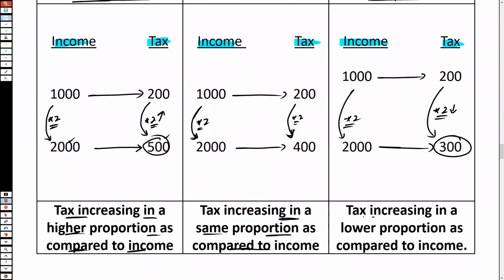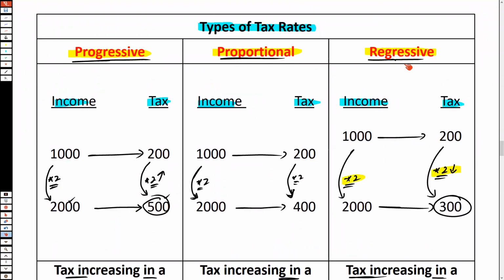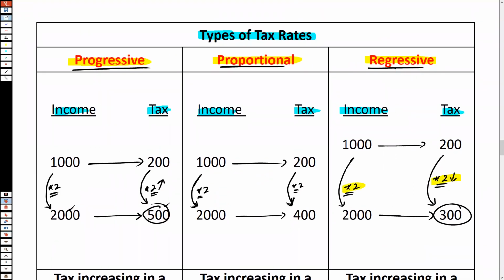This point is mentioned here: tax increasing in a lower proportion as compared to income. So when such tax rates are applied, those are regressive tax rates, also termed as the inverse of progressive tax rates. It is the vice versa of progressive tax rates. Hopefully all of the things are clear till now.